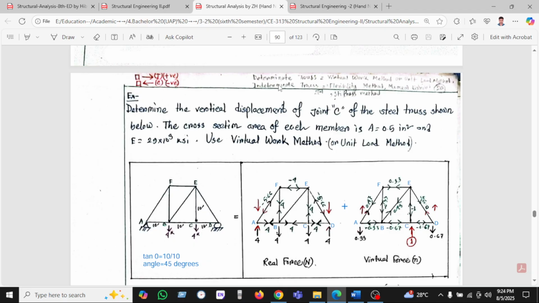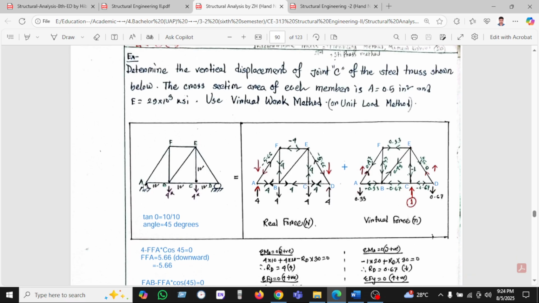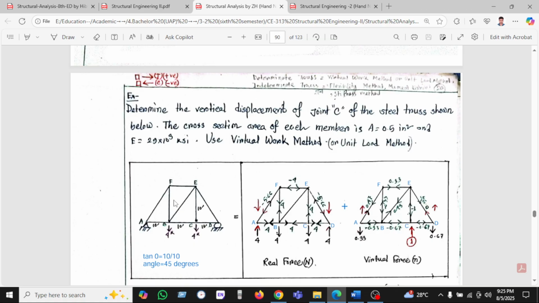So here we are seeing a determinate truss. We can use the virtual work method or unit load method. For an indeterminate truss, we have to go to the flexibility method, force method, moment distribution, or stiffness matrix method. As we can see, this is the pin support or hinge support, and this is the roller support. So this is a determinate structure, and that's why we can use the virtual work method. If this structure were indeterminate, we would have to go to the flexibility method, force method, stiffness matrix, or other methods.